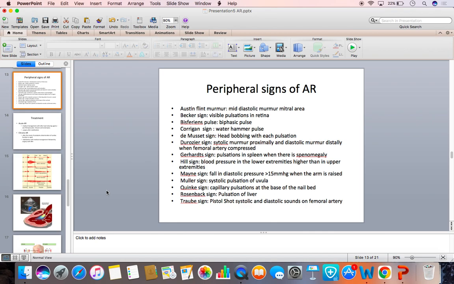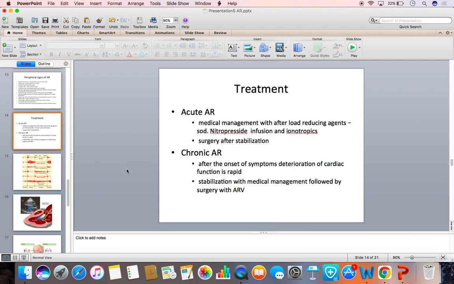Having understood the pathophysiology and the clinical manifestations, how do you go about the treatment? Acute aortic regurgitation is a medical emergency. So treat the condition with afterload reducing agents like infusion of sodium nitroprusside, and give inotropics to improve the stroke volume. After stabilization, go for surgery with aortic valve replacement.